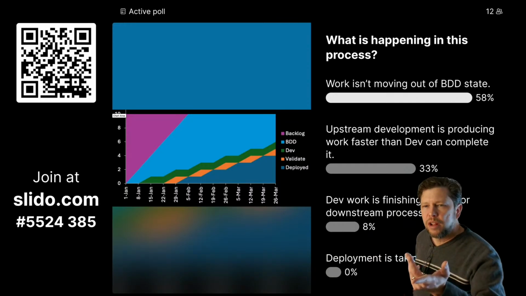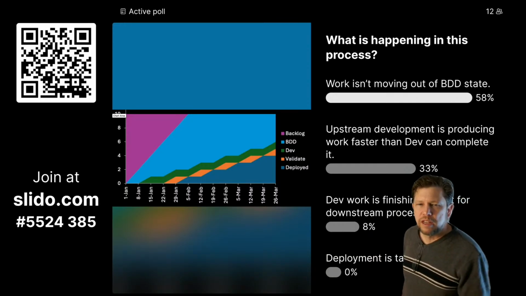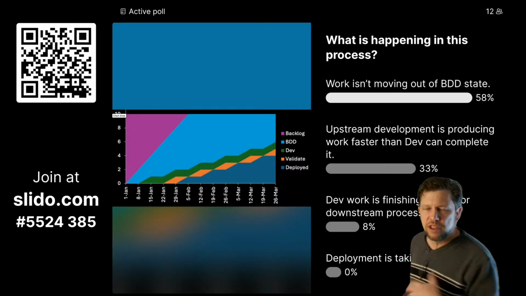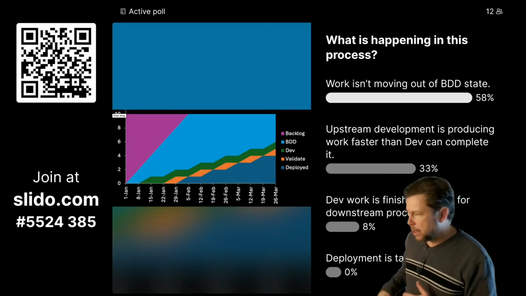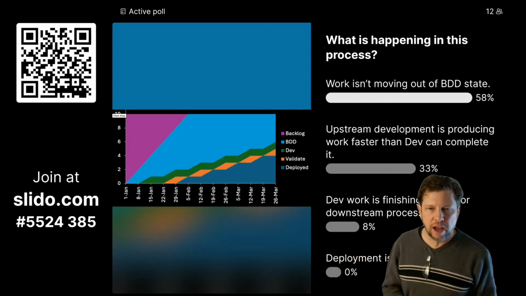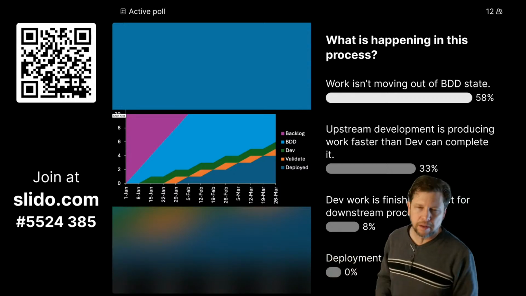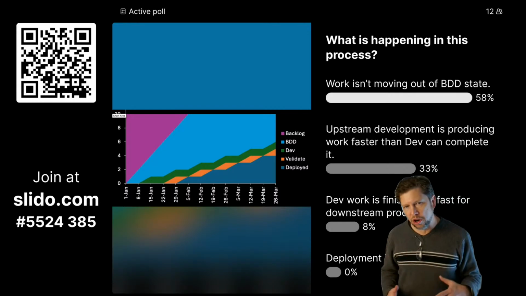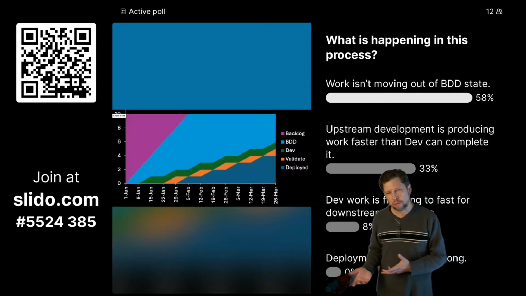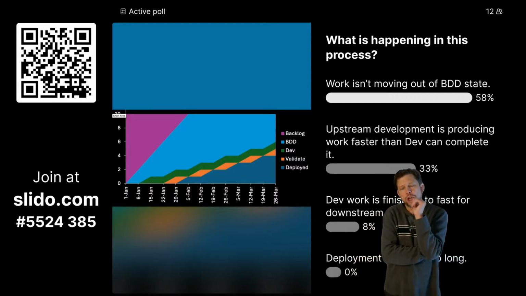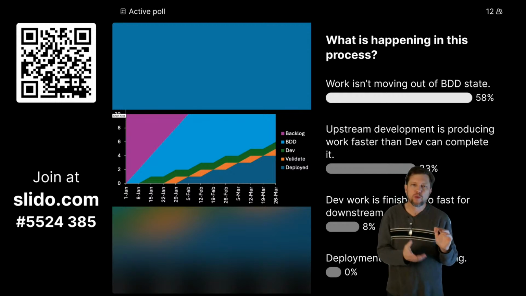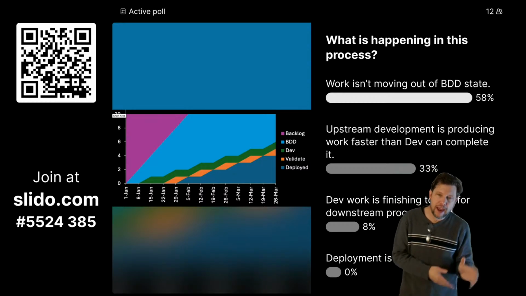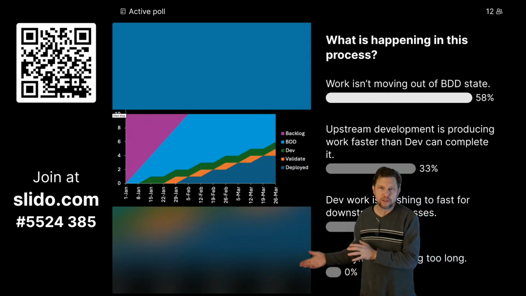So upstream development is producing work faster than dev can complete it. In this case, dev isn't actually taking the work in. It's taking work in and completing it, just working one story at a time, which is probably reasonable since its capacity has been cut in half. So some of those things in the BDD column are done and waiting for dev to pull them in. Now, we could have a more complicated CFD that's actually showing us when the work is done in BDD and is waiting for dev to pull it.